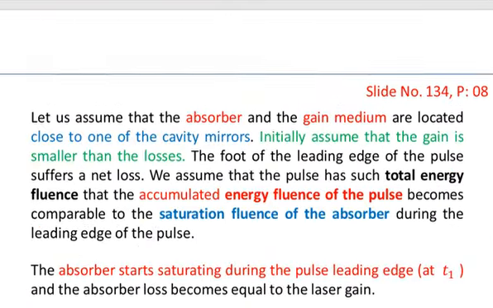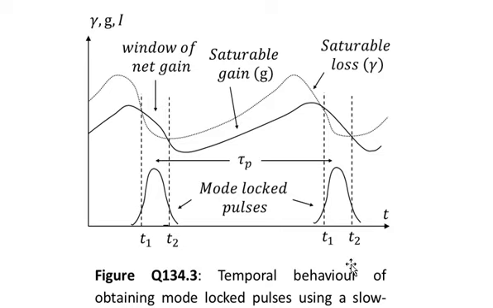So when this leading edge is presented at a time t1, some loss will occur because the light is entering the absorber, and the absorber starts saturating very quickly. When it starts saturating very quickly, the loss due to the absorber falls below the value of the gain in this region, and then of course this pulse is transmitted because there is a net gain, and due to that net gain the pulse will pass through.